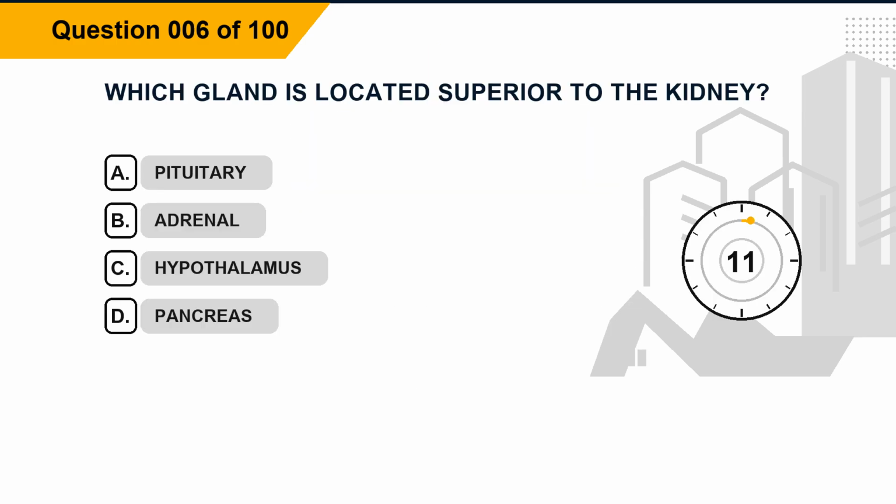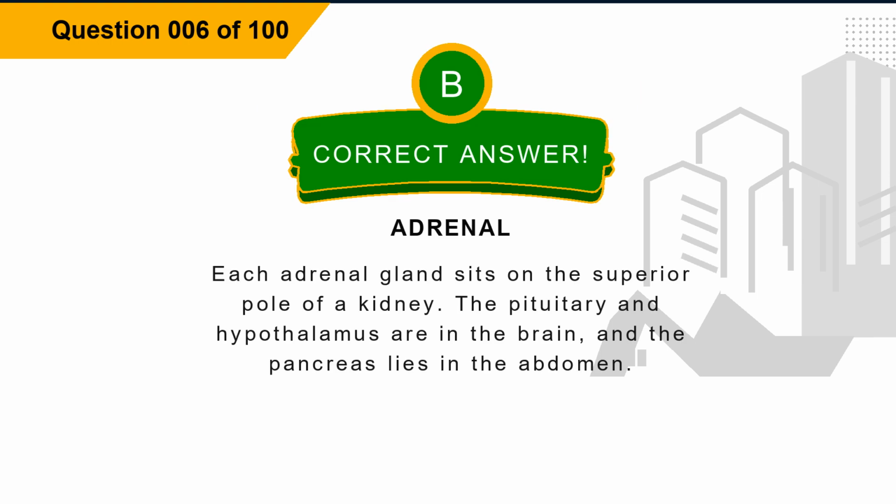Question 6. Which gland is located superior to the kidney? Option A, pituitary. Option B, adrenal. Option C, hypothalamus. Option D, pancreas. The correct answer is option B, adrenal. Explanation. Each adrenal gland sits on the superior pole of a kidney. The pituitary and hypothalamus are in the brain, and the pancreas lies in the abdomen.